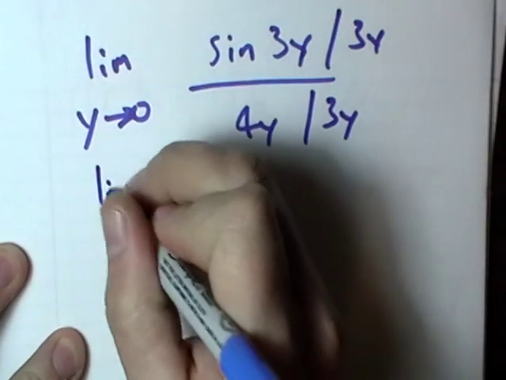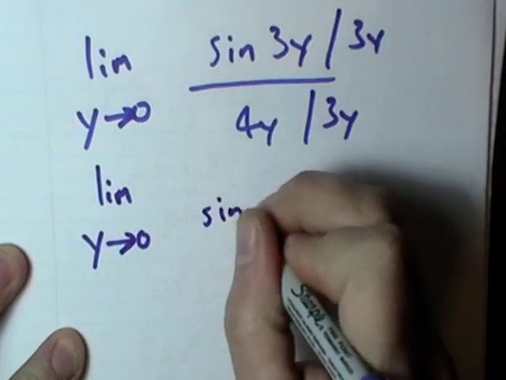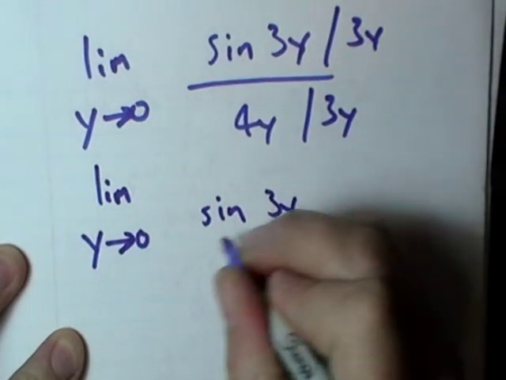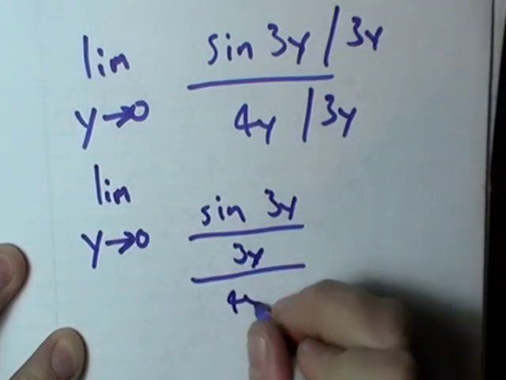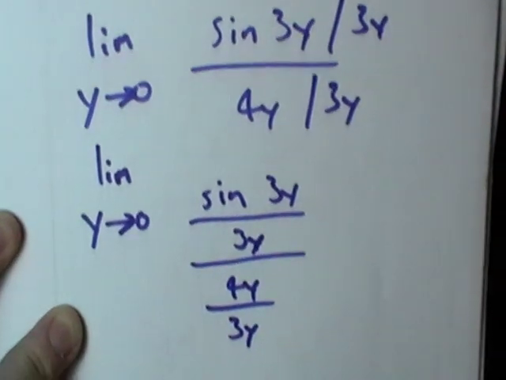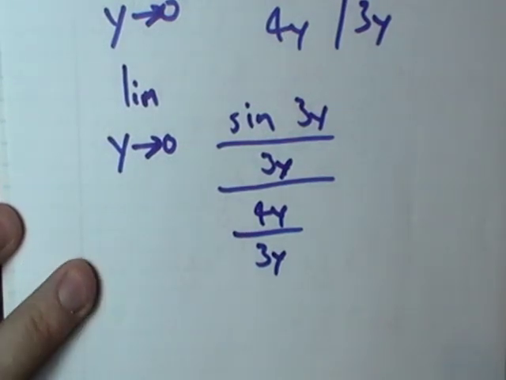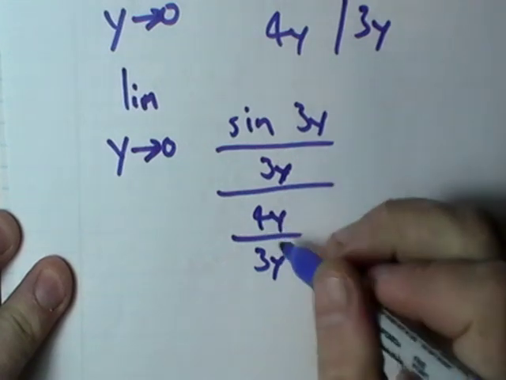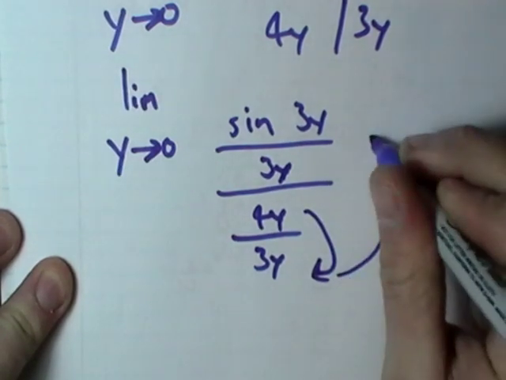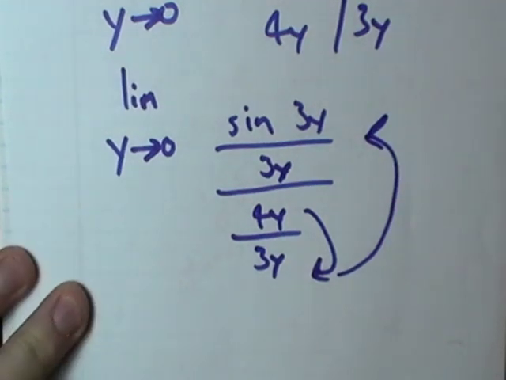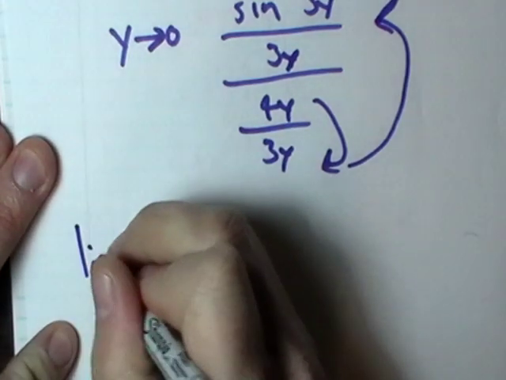Okay, and I end up with something like this, which is kind of messy. But this right here is actually going to flip upside down and go back up to the top. That's how these rational functions work. So let's go ahead and just rewrite it again.